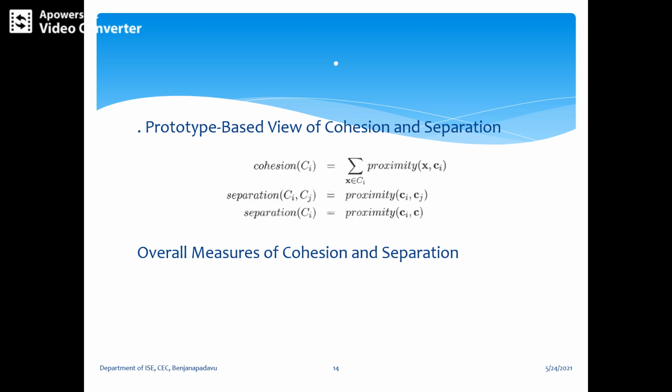So mathematically we can simplify this equation. Cohesion of Ci equals the summation over x belonging to Ci of the proximity of x comma Ci. The separation of Ci and Cj is the proximity of these two. Separation of Ci is the proximity of Ci and C. So here is the overall measure of cohesion and separation.